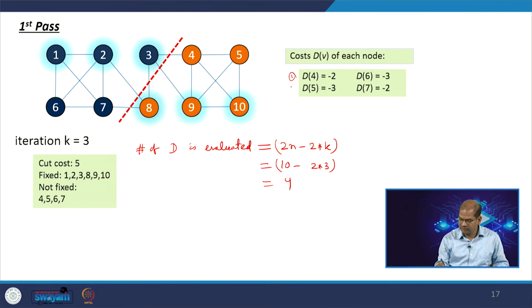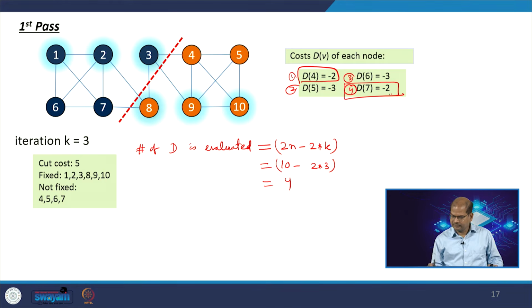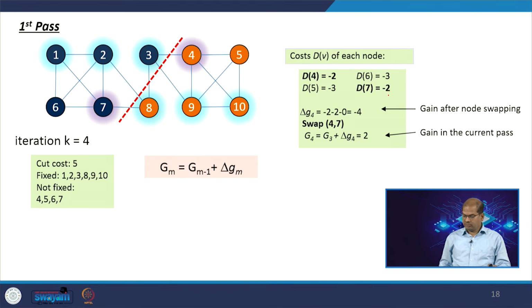So, here you have 1, 2, 3, 4. So, the d is evaluated for the unfixed nodes, 4, 5, 6, 7 in this case. Now, once the d is evaluated, I have to choose a pair of nodes to get the maximum gain. In this case, I can see 4 and 7 will give me the maximum gain. So, 4 and 7 is chosen. Now, delta G 4 is basically minus 4, my cumulative gain G 4 is basically 2.